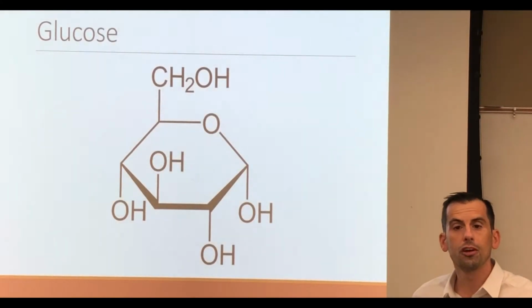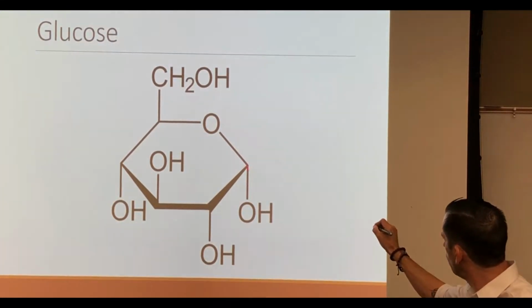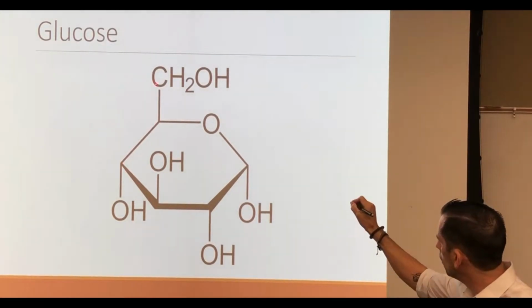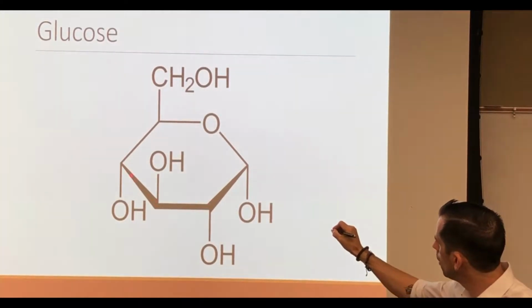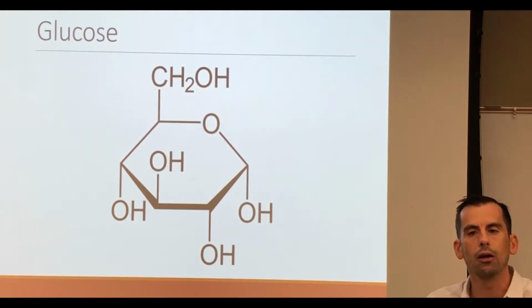Glucose is a 6-carbon ring structure. Whenever you see a diagram like so, all of these points will always represent a carbon molecule. So 1, 2, 3, 4, 5, 6. 6 carbons making up this ring-like glucose molecule.